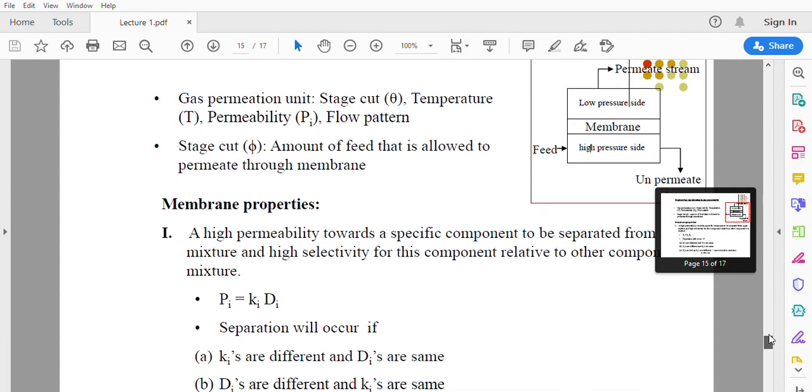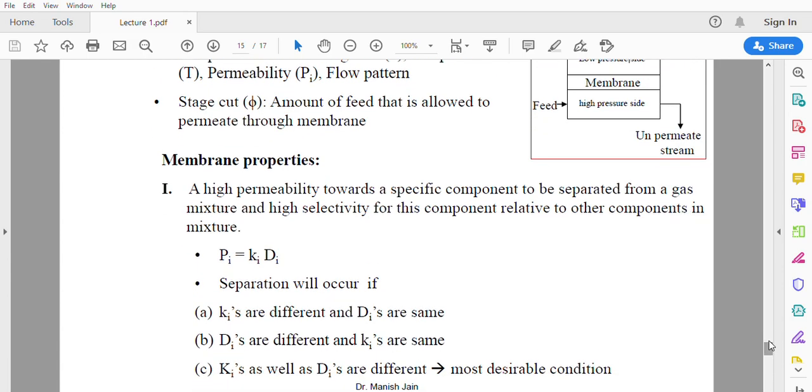Now the membrane properties. What properties should the membrane have? What are the membrane properties required in this process? The first thing is a high membrane permeability towards the specific component to be separated from the gas mixture, and high selectivity for that component relative to the other components in the mixture. So you need high permeability as well as high selectivity. Why? Because if the permeability is low, then your overall separation will be very less. You need the higher permeability.